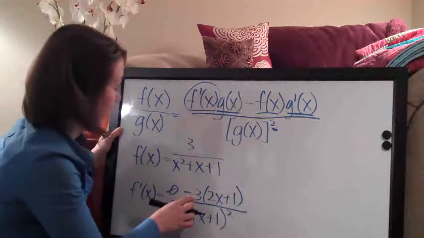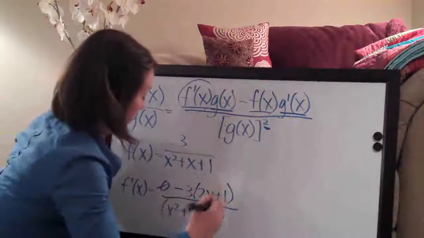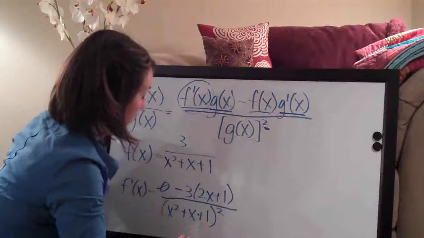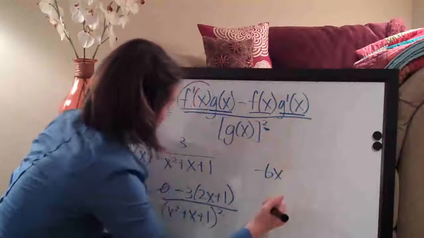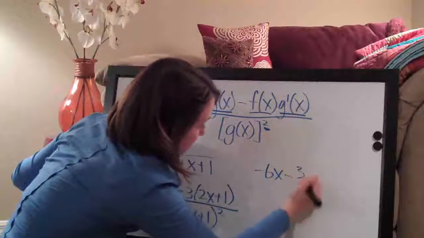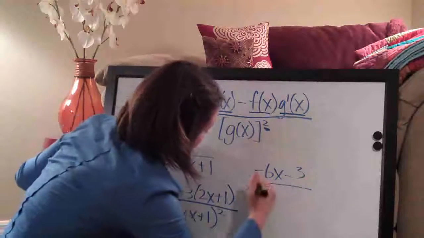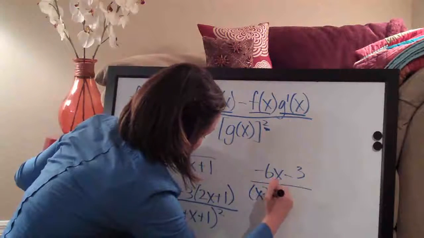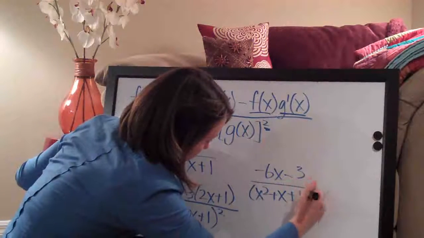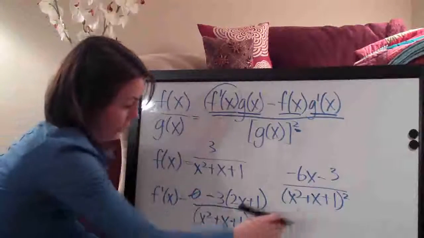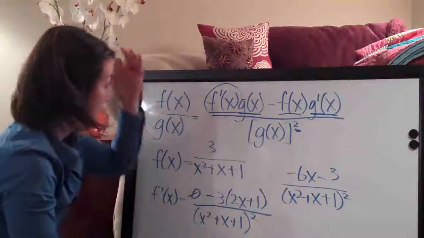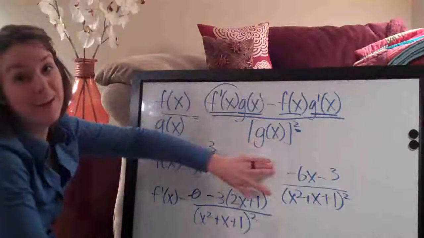And the only thing that I would do to simplify this, personally, I think it's just personal preference, I would multiply this and just get rid of the 0. So I'm going to write my final answer as negative 6x minus 3 over x squared plus x plus 1 squared. You could leave it as negative 3 times 2x plus 1 over the bottom. Either way is fine, but either way, this is your answer.